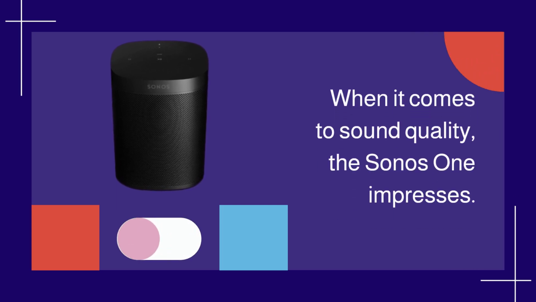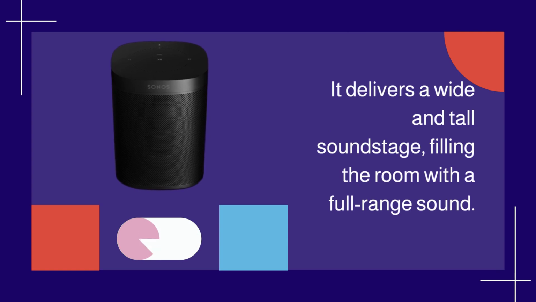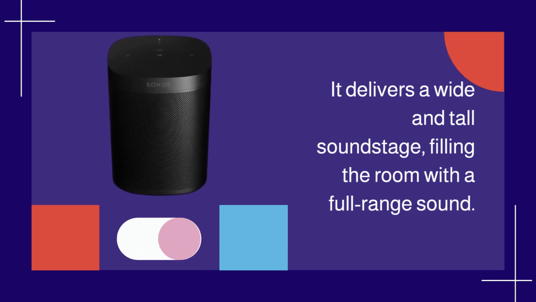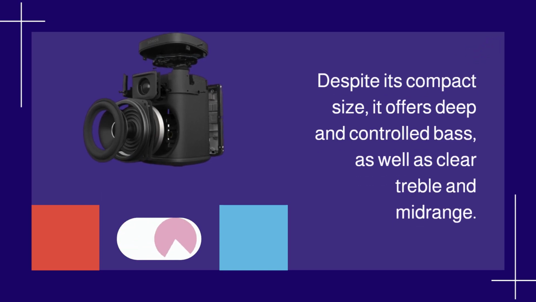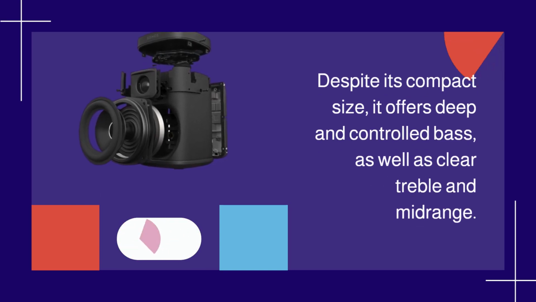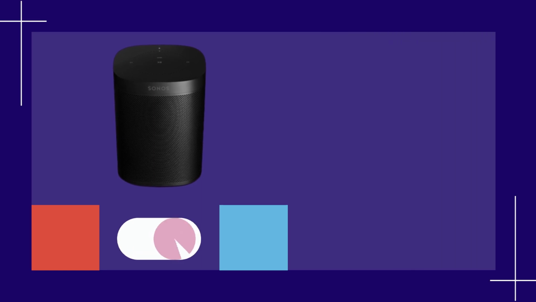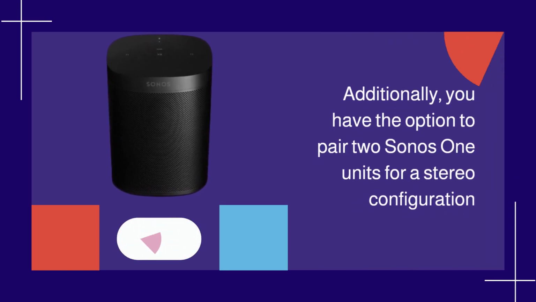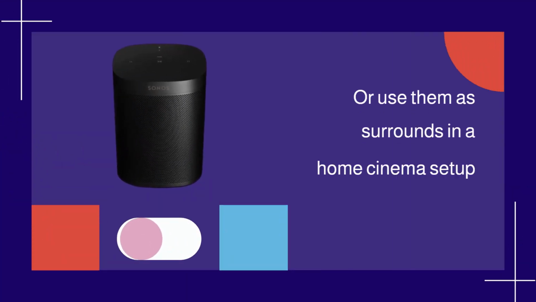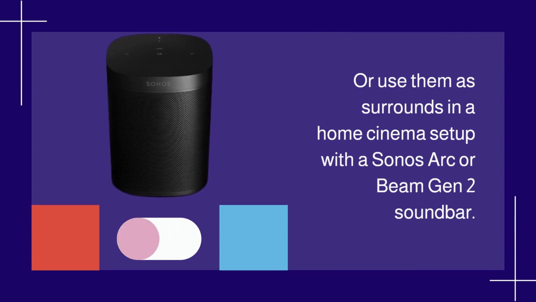When it comes to sound quality, the Sonos One impresses. It delivers a wide and tall soundstage, filling the room with a full-range sound. Despite its compact size, it offers deep and controlled bass, as well as clear treble and mid-range. The Sonos One is a powerful performer that won't disappoint. Additionally, you have the option to pair 2 Sonos One units for a stereo configuration, or use them as surrounds in a home cinema setup with a Sonos Arc or Beam Gen 2 soundbar.